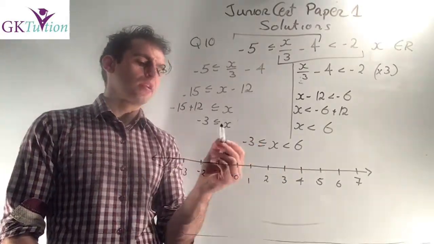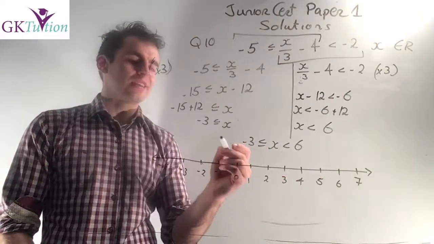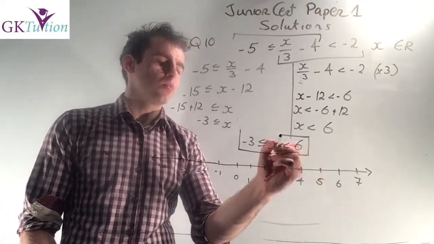So you should say, right, I know that x is greater than or equal to minus 3 and it's less than 6, so that means x is within that range.